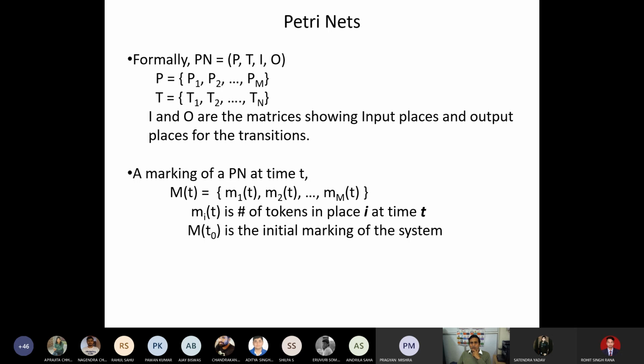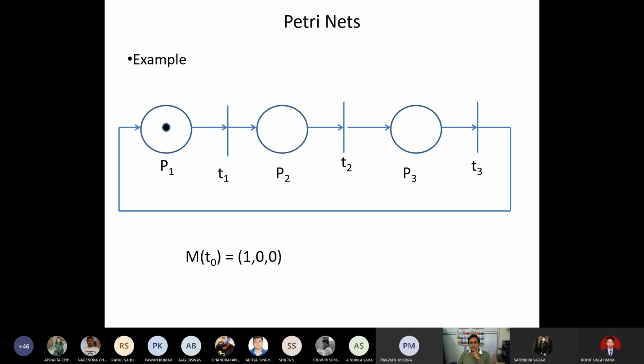Now you can think of some circular system, something like this. How are these different processings executed sequentially? As I told you, the initial marking of this system is 1 0 0, because the input place P1 contains 1 and P2 and P3 contain 0 and 0. So initially the system starts from here.